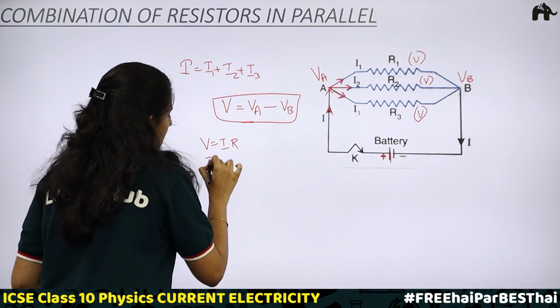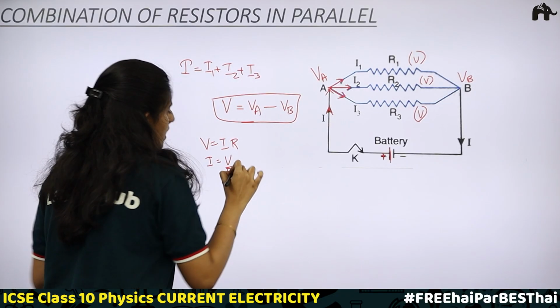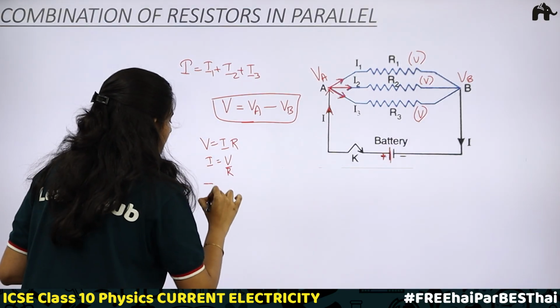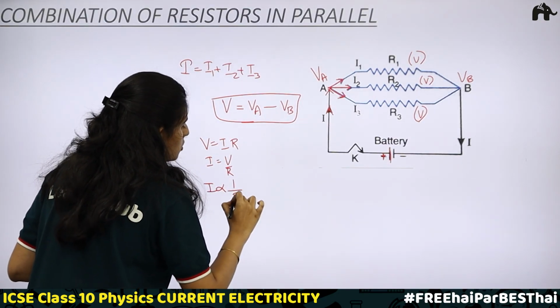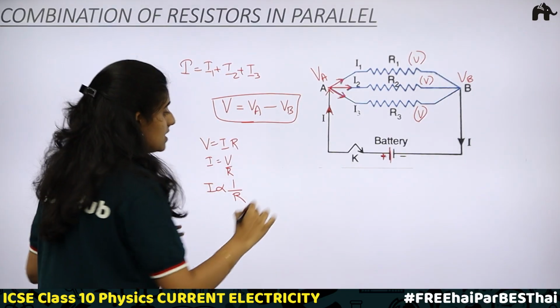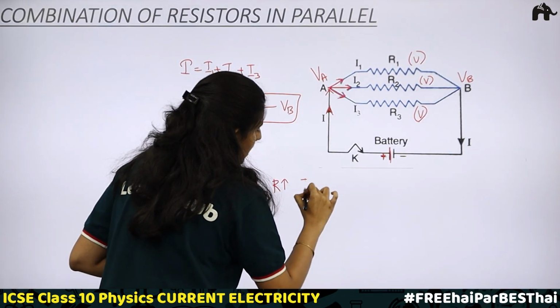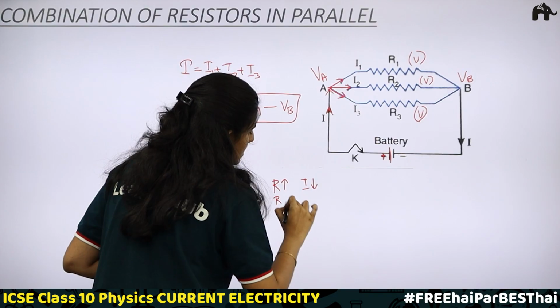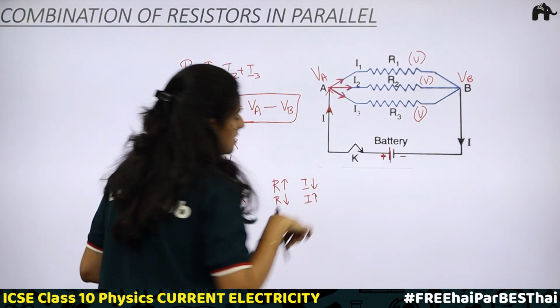We have I is equal to V by R. If V is a constant, we can write I is inversely proportional to resistance, which means when resistance increases, I decreases, and when resistance decreases, I value increases.